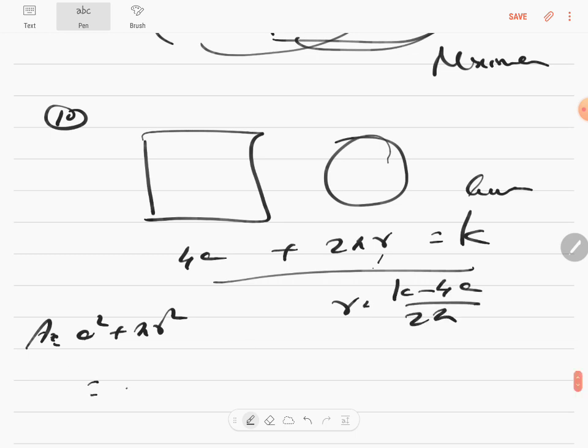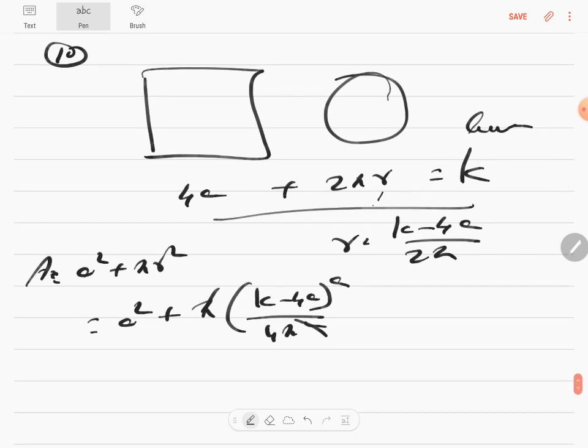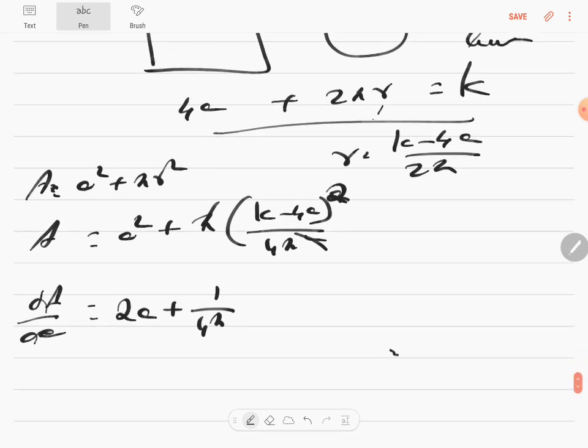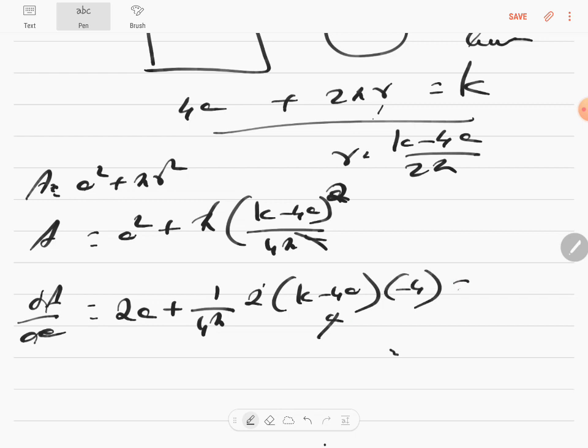And substitute here: a square plus pi into k minus 4a the whole square by 4 pi square. Pi and pi get cancelled. So everything is with respect to a, right? Everything is with respect to small a. So I can differentiate dA by da, which is 2a plus 1 by 4 pi, which is a constant, 2 into k minus 4a into minus 4 is equal to 0.